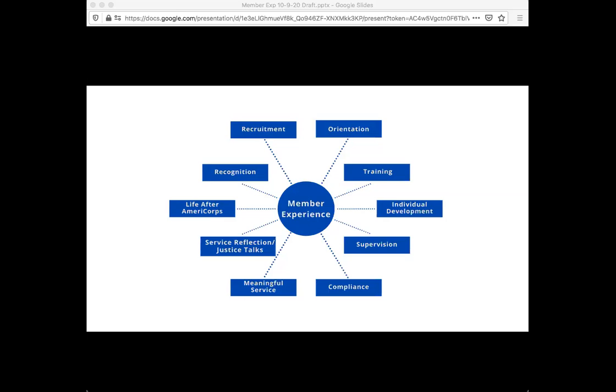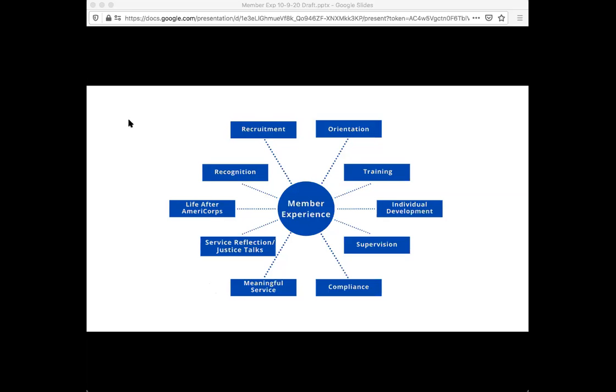Another important piece of member experience is compliance. This is an AmeriCorps grant. It is a federal program, so there are compliance requirements, and we'll talk about some of those. It's not just any old volunteer, nor is it bringing on an employee who has specific labor laws that apply to them. AmeriCorps really has its own set of standards that you need to comply with to support them.